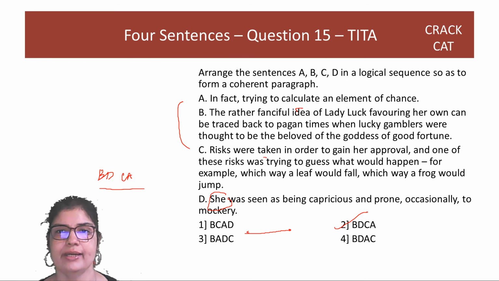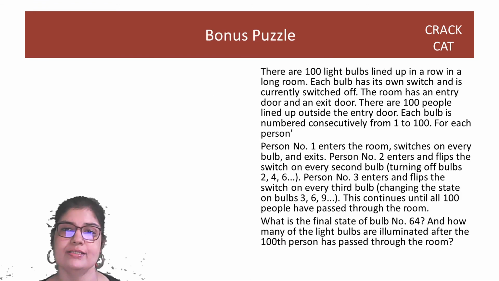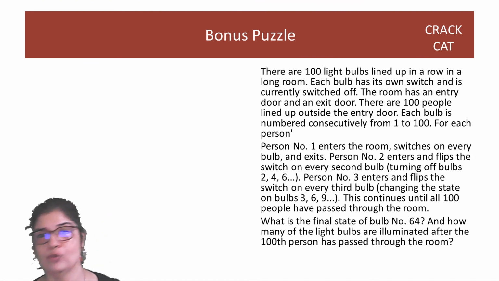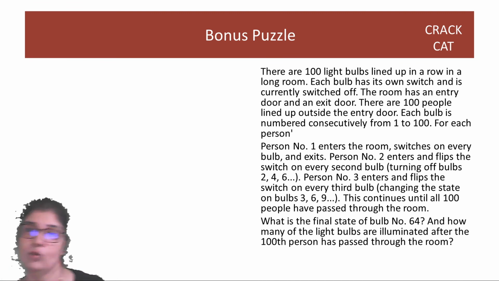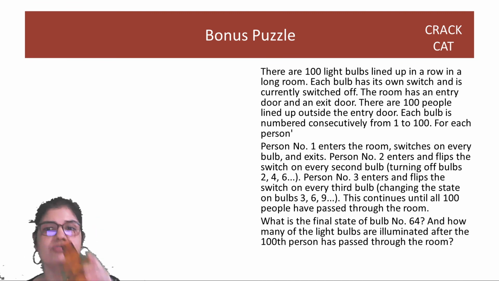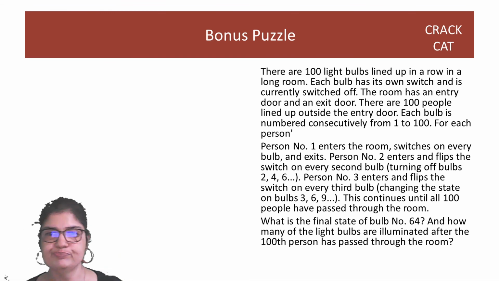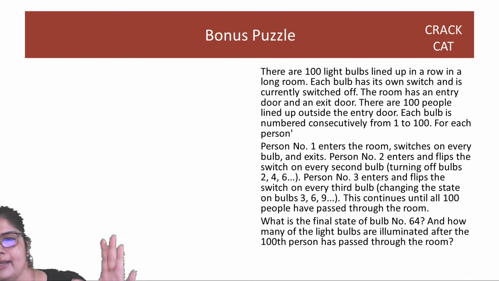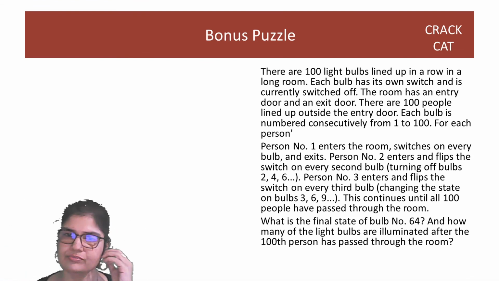Just keep reading, right? Before I move away, one puzzle for next lecture. You have 100 light bulbs lined up in a row. Each bulb has its own switch and is currently switched off. In the beginning, all bulbs are switched off. First person comes in and he toggles. So if the switch is off, it turns on, right? And all of them become on.